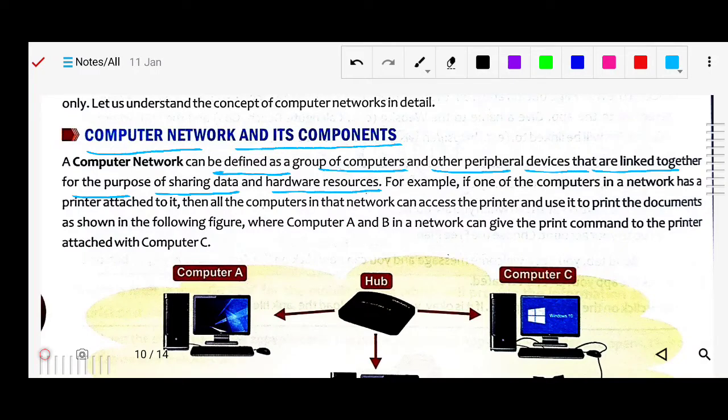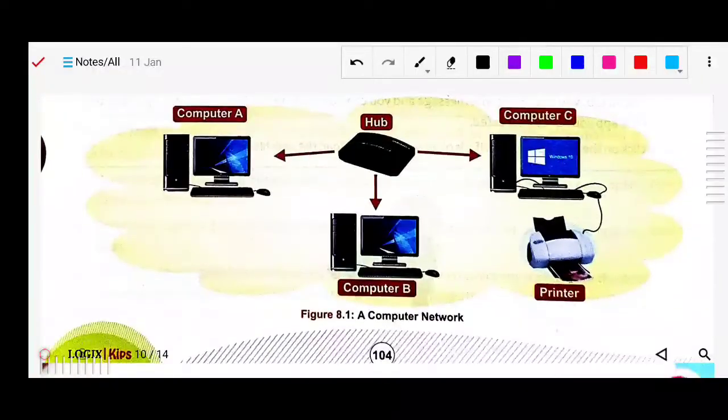Because the main purpose of the network is to share our resources, to share our hardware resources and to share our data. In this example you can see in this figure, suppose you have only one printer, and there are three users.